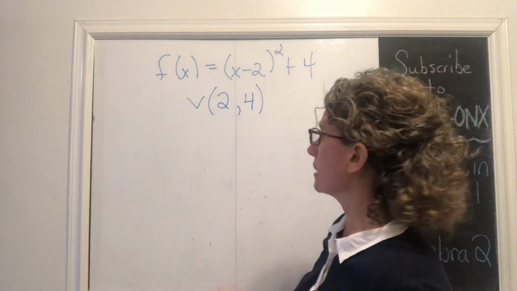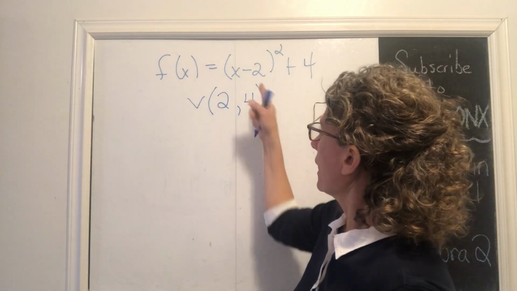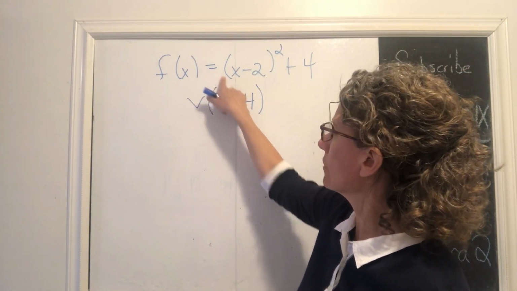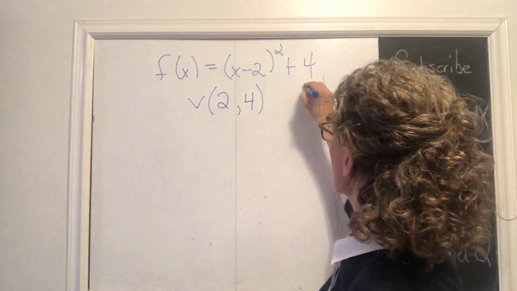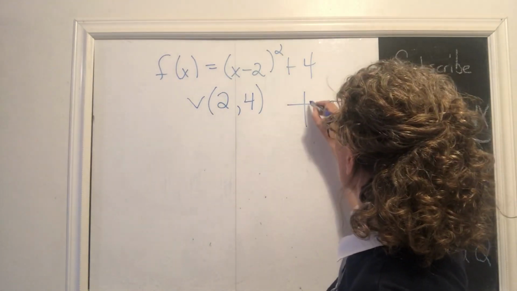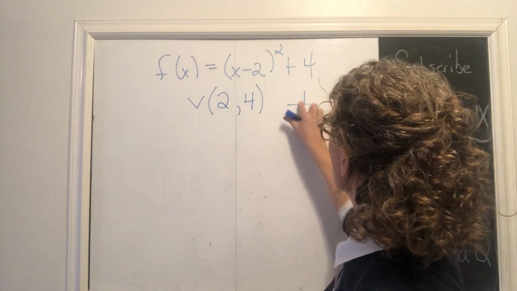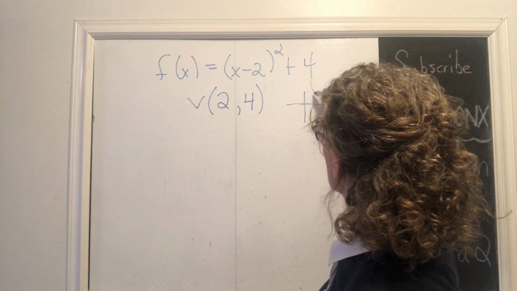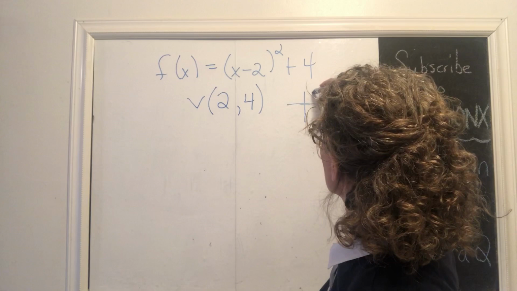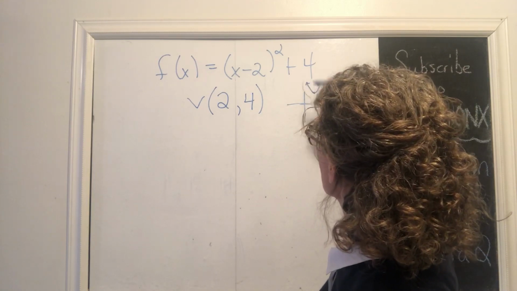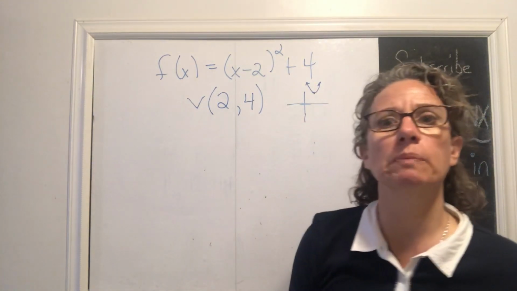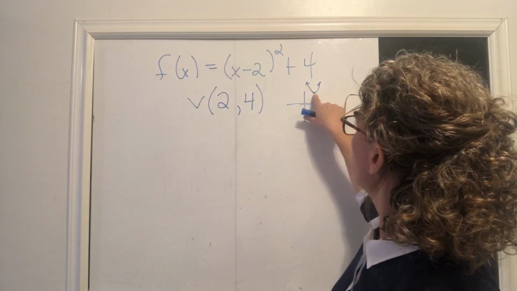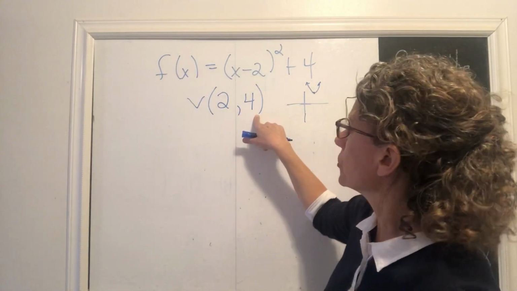So if the vertex is at (2, 4), and it's upward facing, because I don't have any negative out here, then the minimum value is at the vertex. I could just do a little sketch to help us picture it. So (2, 4) is approximately here, and it faces upward like that. And so the minimum value is this point, (2, 4).